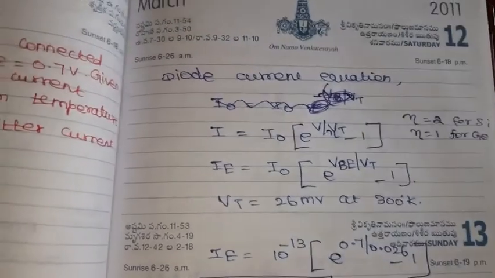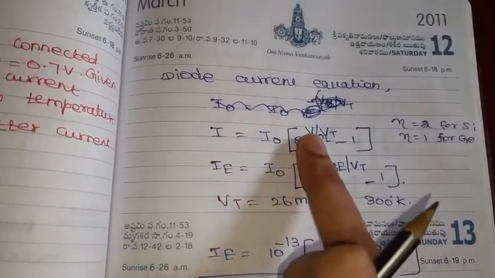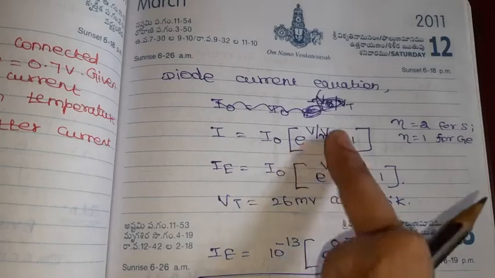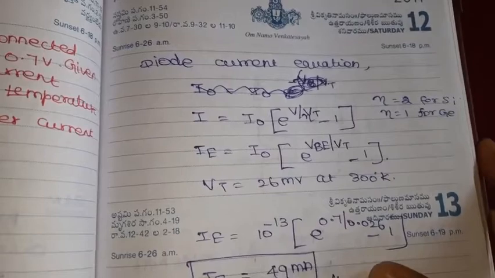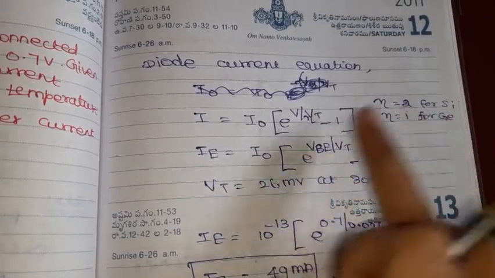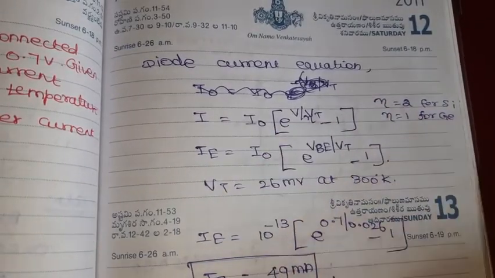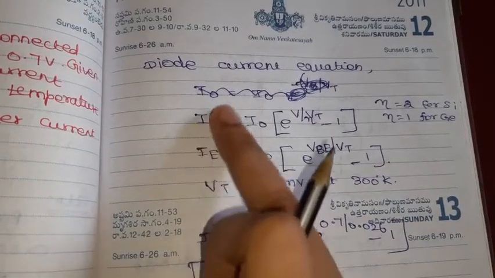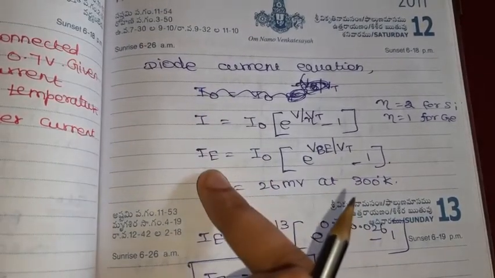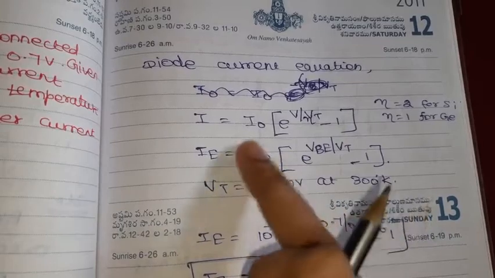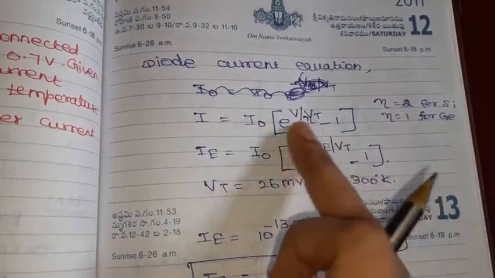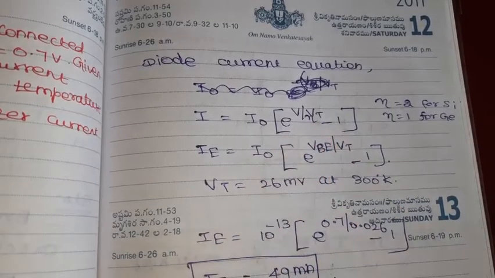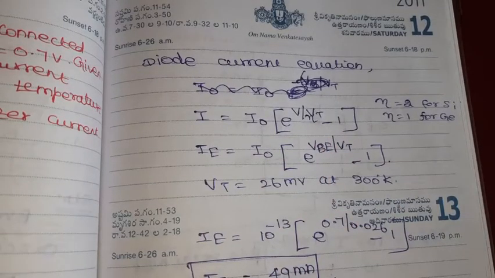I is equal to I naught e power V by eta Vt, eta into Vt in the denominator, minus 1. In general, eta is equal to 2 for silicon, and eta is equal to 1 for germanium. So I is nothing but the emitter current IE, I naught is the reverse saturation current, and V is VBE. Whenever eta value is given, use it; whenever it is not specified whether it is a silicon or germanium semiconductor, we can take eta value as 1.